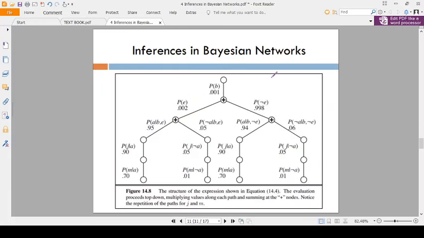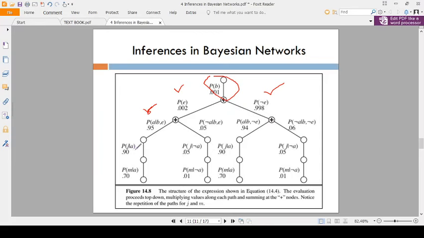So coming to the tree, P of B, that means burglary. What is the probability? 0.01. P of earthquake, 0.02. P of not occurrence of earthquake, 0.998. P of alarm ring based on burglary and earthquake, 0.95. Alarm not ringing if burglary and earthquake occur, 0.95. P of alarm ring based on the burglary, 0.94. P of alarm not ringing based on the burglary, 0.06.